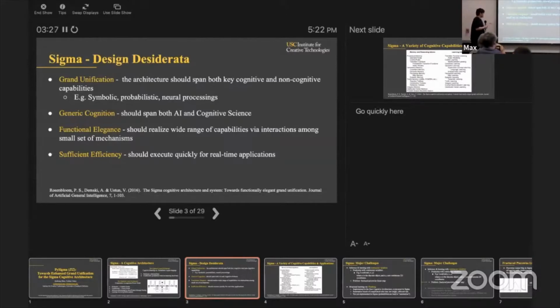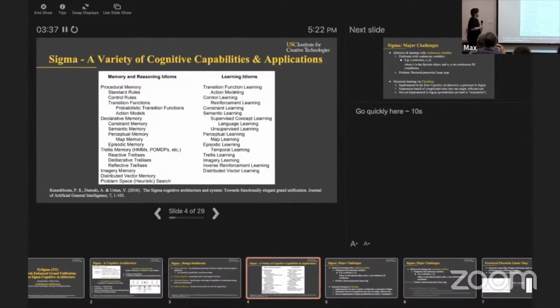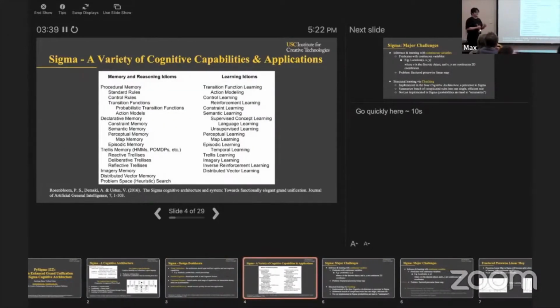And the final desideratum is sufficient efficiency, the idea that this whole architecture should be able to execute very quickly for any real-time applications. Throughout the years of research, there have been many cognitive capabilities achieved by Sigma. I'm not going to go into details of this. If you are interested, please check out this paper by Professor Paul Rosenblum, published in the AGI journal back in 2016. It's a 103-page paper detailing every design choice of Sigma and also the various cognitive capabilities achieved by Sigma.